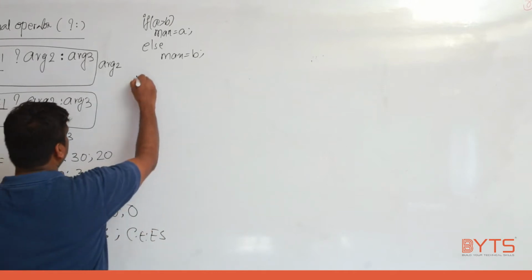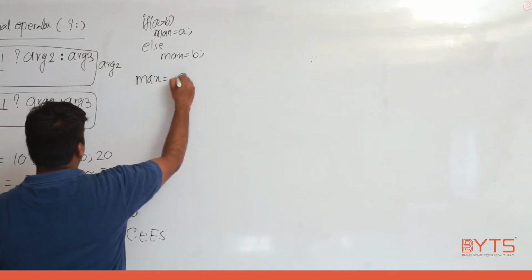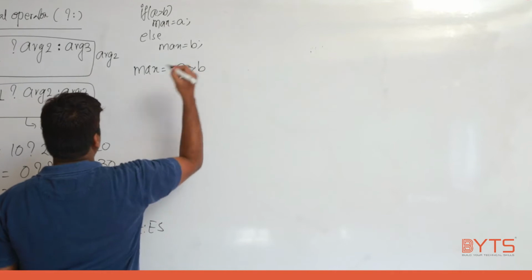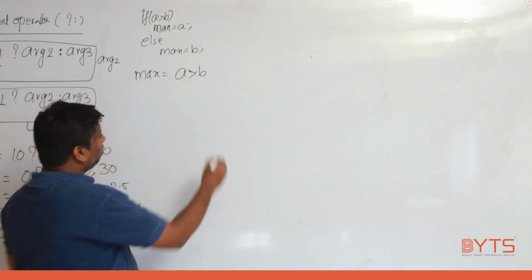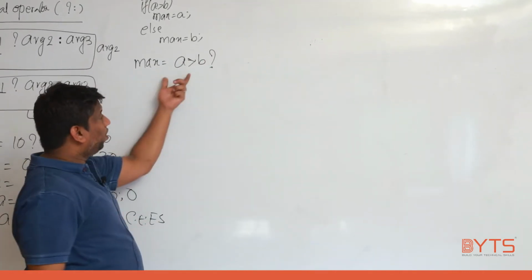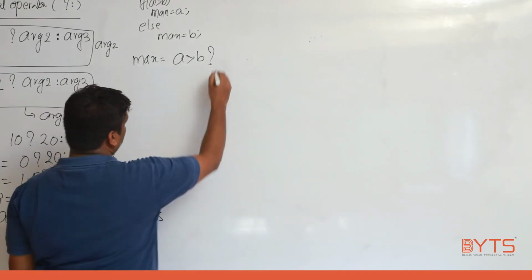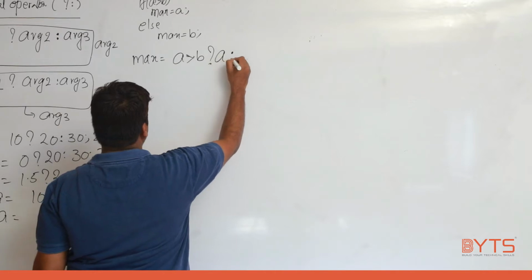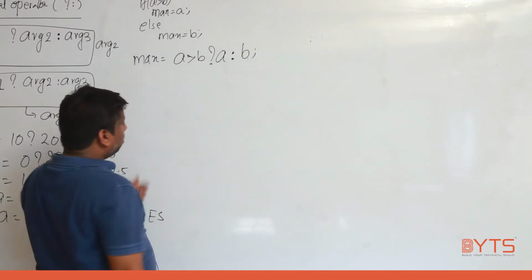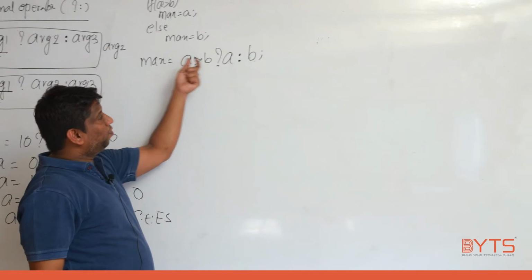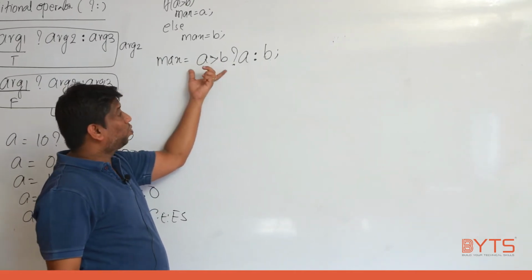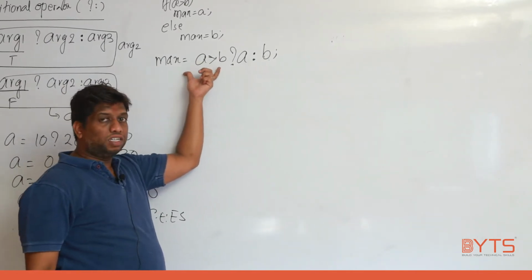How do you convert into conditional? It is simple. See here, max is equal to A greater than B. If this condition is true, come to where? Middle. If this condition is true, what is maximum? A is maximum. So what should I write here? A colon B. Understand? Condition true, A is maximum. So that is the reason middle I wrote A. Condition false, what is maximum? B is maximum. Condition false, come to where? Right.